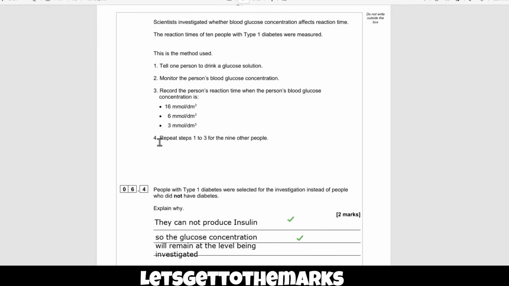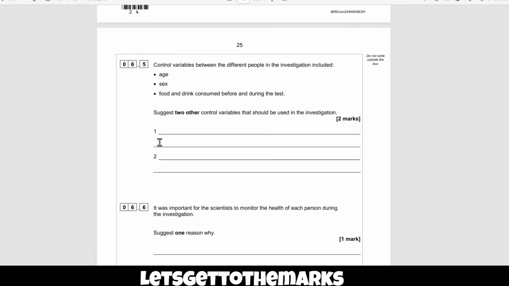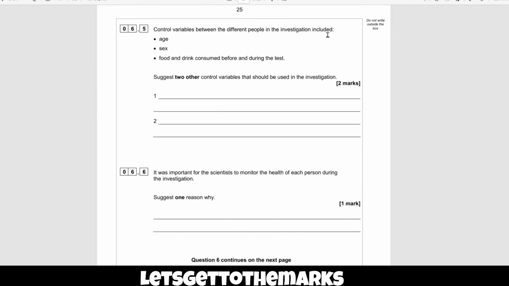Right, let's move on. Control variables between the different people in the investigation. They controlled the age and the sex of the people, and the food and drink before the test. Suggest 2 other variables that should be used in the investigation. So what 2 other factors? They controlled what food they ate and what they drank. They controlled whether they were male or female.